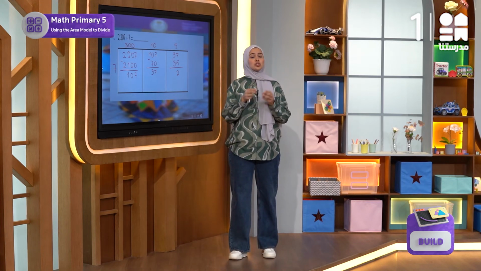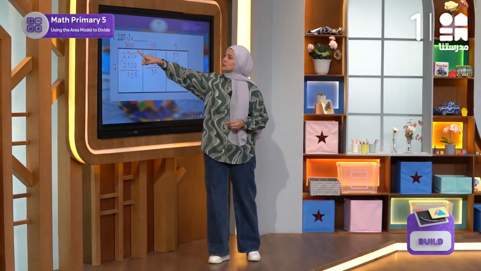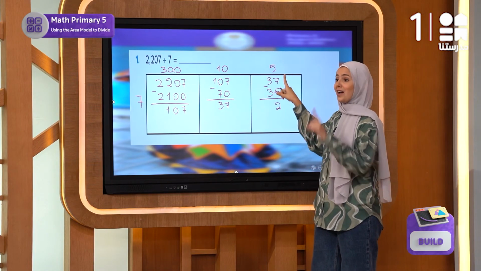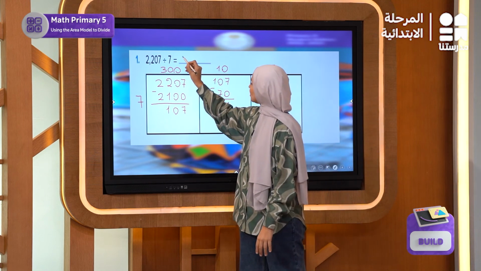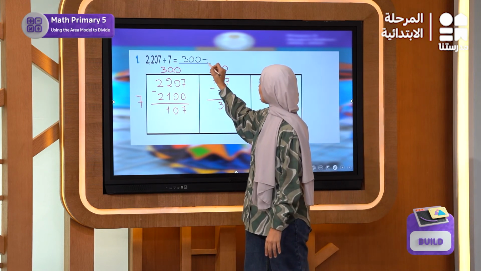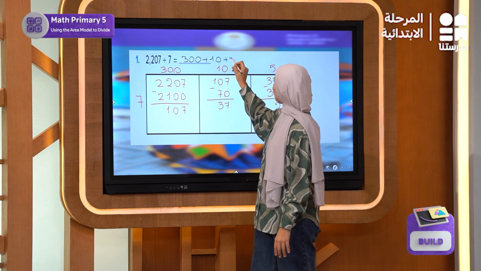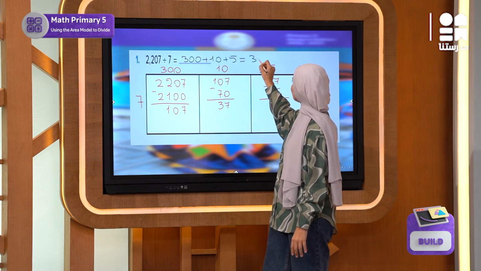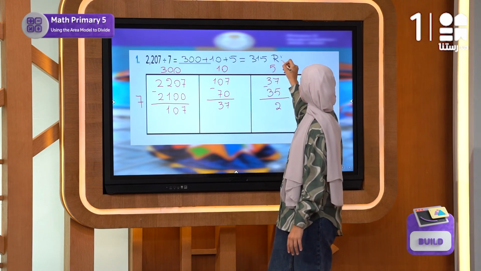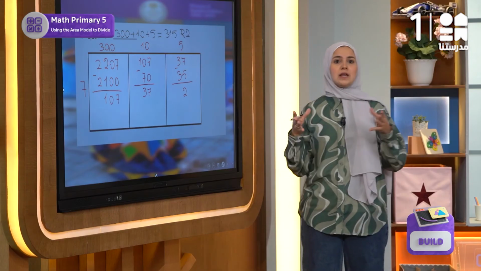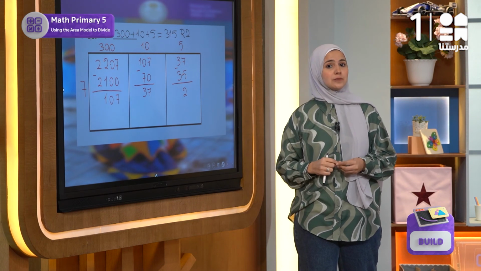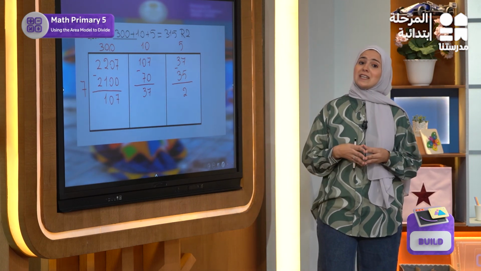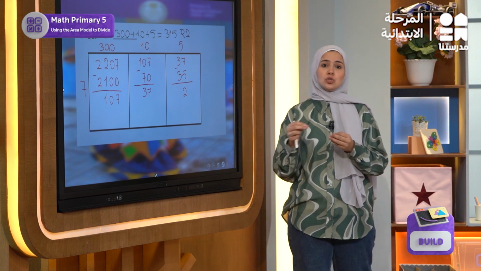To find the quotient, we will add 300 plus 10 plus 5, and don't forget the remainder 2. Let's write that. So the quotient is 300 plus 10 plus 5, which is 315, with a remainder 2. Now we reviewed dividing by a 1-digit divisor. All right, we can do the same steps dividing by a 2-digit divisor. Can we do that?